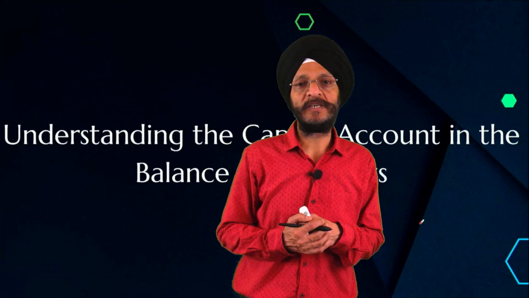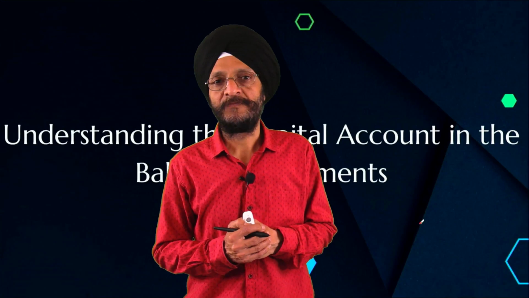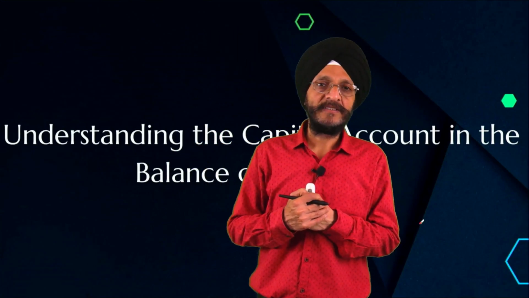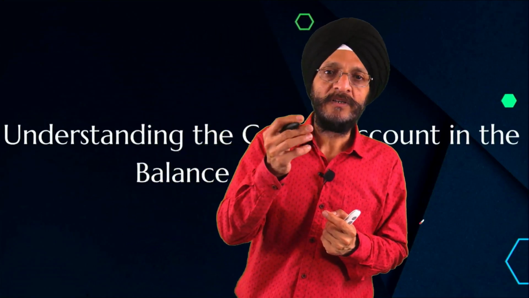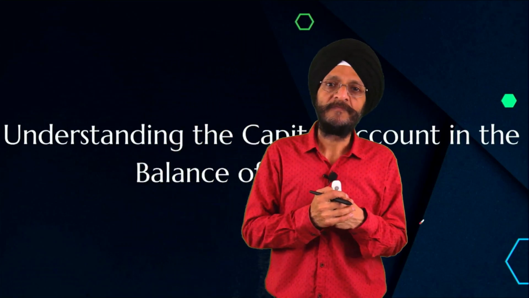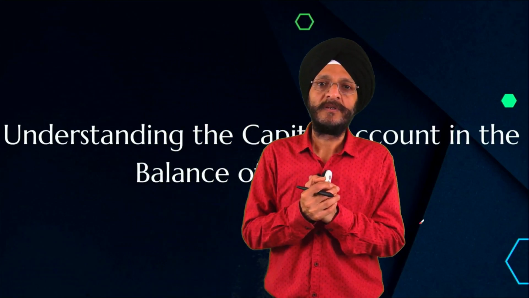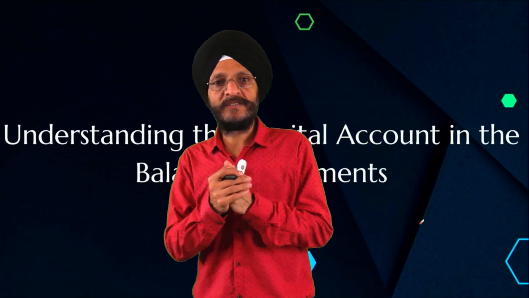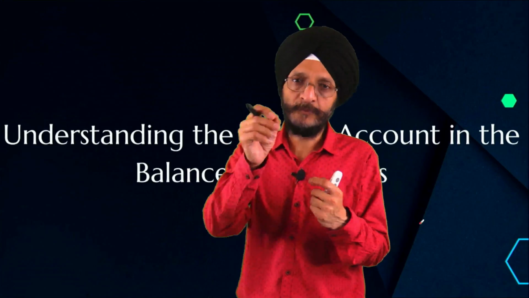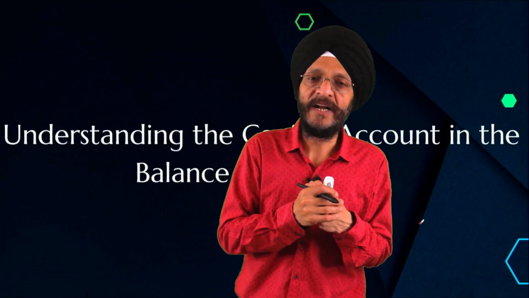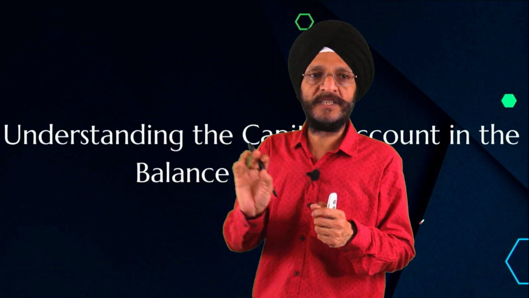Now the topic before us is understanding the capital account in balance of payments. We have already discussed that balance of payment has three components: current account, capital account, and financial account. We have already learned that in the case of current account, we have four components, that is export and import of goods, export and import of services, unilateral transfers paid and received, and investment income paid and received.